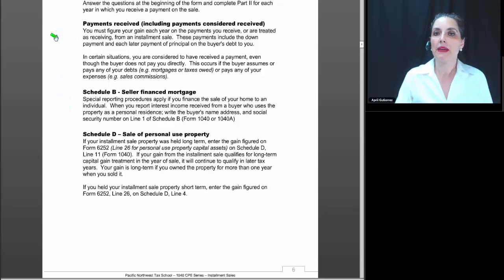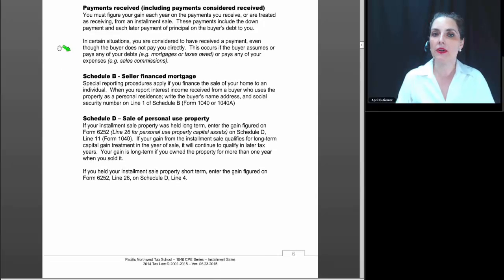Payments received, including payments considered to have been received. You must figure your gain each year on the payments you receive or are treated as receiving from an installment sale. These payments include the down payment and each later payment of principal on the buyer's debt to you. In certain situations, you are considered to have received a payment even though the buyer did not pay you directly. And this occurs if the buyer assumes or pays any of your debts, for example, mortgages or taxes owed, or pays any of your expenses, for example, sales commissions.